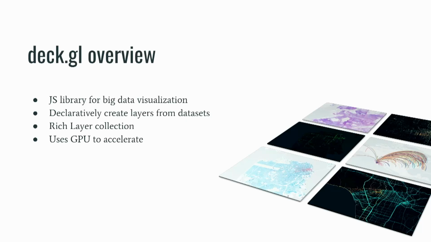Coordinates if you like as well, or for things like point clouds, but it generally finds its major use case in geospatial visualization. At its core, it's about declaratively creating visualization layers from some kind of data set. And we have a rich layer collection, so you can basically use the same data set and just swap and change layers. And one of its key strengths is that we use the GPU, so the graphics processing unit, in the web browser to accelerate.